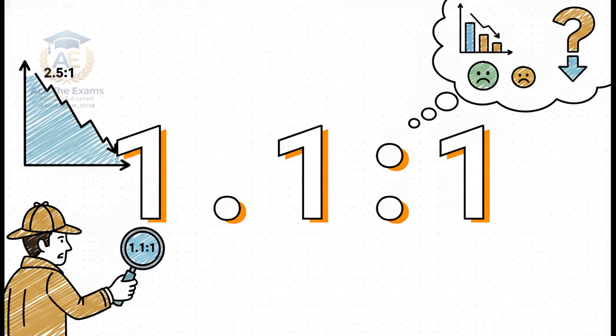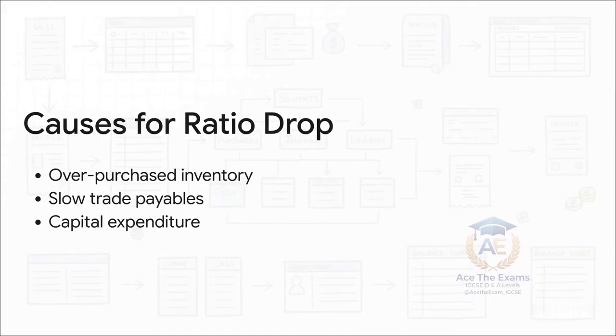Imagine you're a financial detective. You see a current ratio that has suddenly plummeted from a very healthy 2.5 to 1 all the way down to a highly concerning 1.1 to 1. So what does that actually tell you? Well, you can't just state that liquidity dropped. The examiner already knows that. You have to diagnose the root causes.